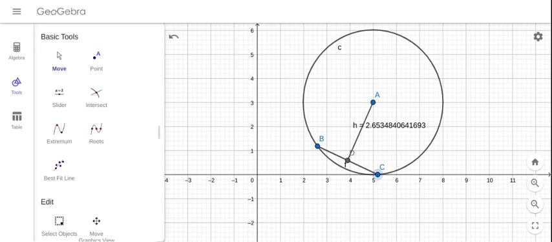Now here I would like to stop, and in the next video we can discuss two more properties which are related to the diameter of a circle.